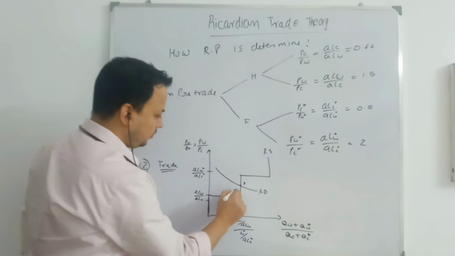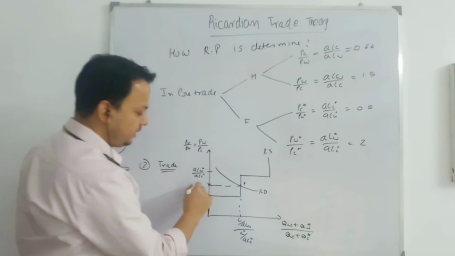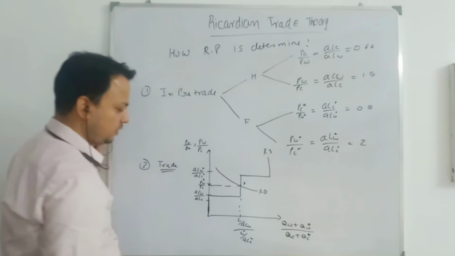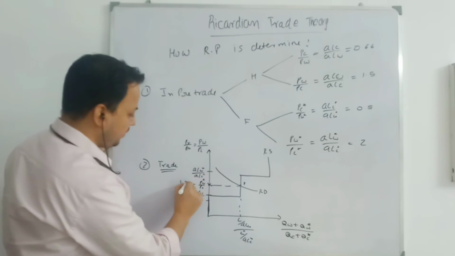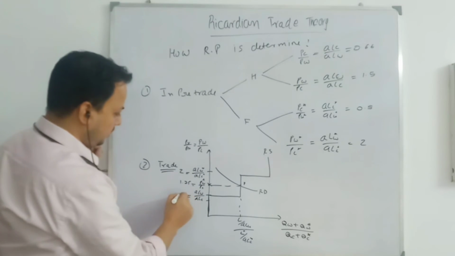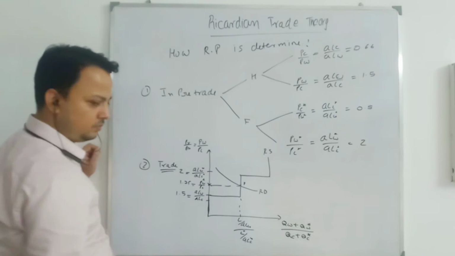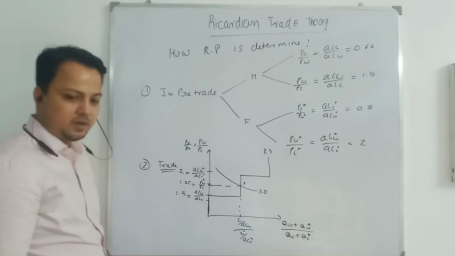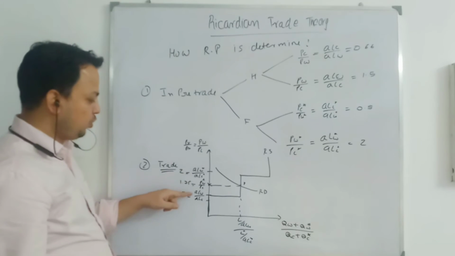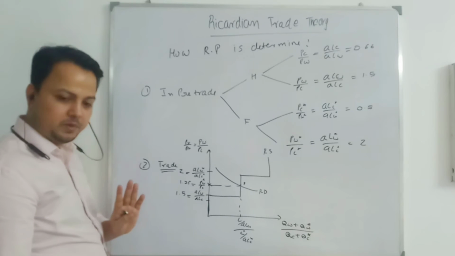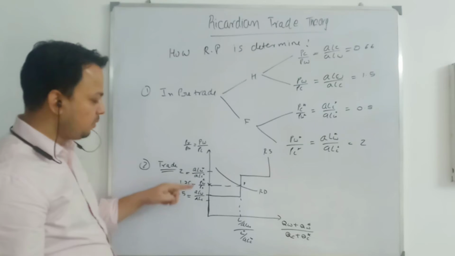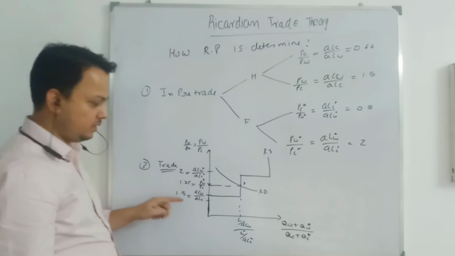At point 1, this is the terms of trade that you determine, say PW over PC hat, and I have taken this to be specifically 1.75. This is 2, if you remember, and this is 1.5. So the equilibrium terms of trade, or relative price, is determined in between the pre-trade prices. When trade takes place, the equilibrium price will be determined in between the pre-trade prices.